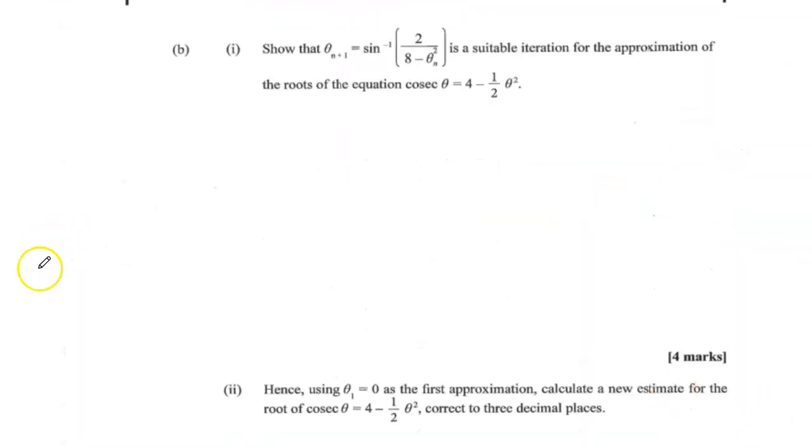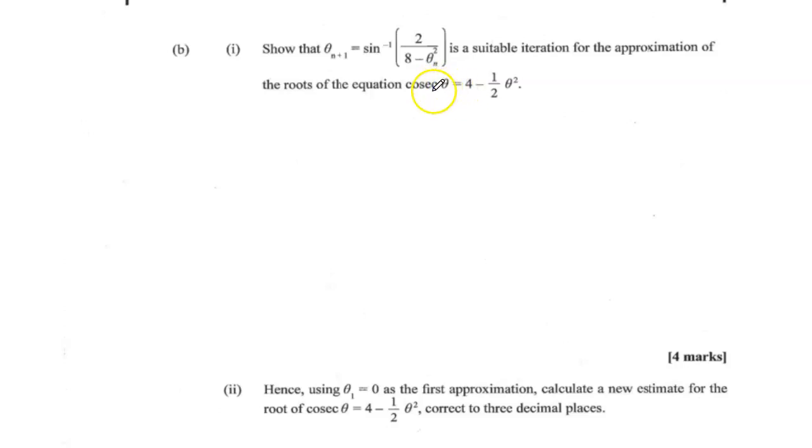Part B, show that theta subscript n plus 1 is equal to sine inverse of 2 over 8 minus theta squared subscript n is a suitable iteration for the approximation of the roots of the equation cosec theta equal to 4 minus half theta squared.